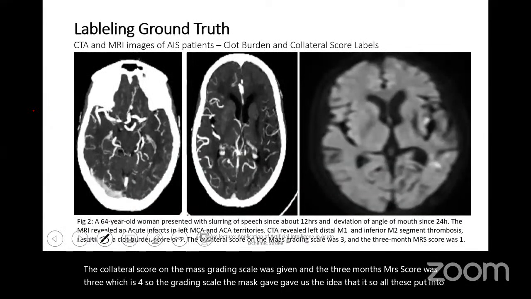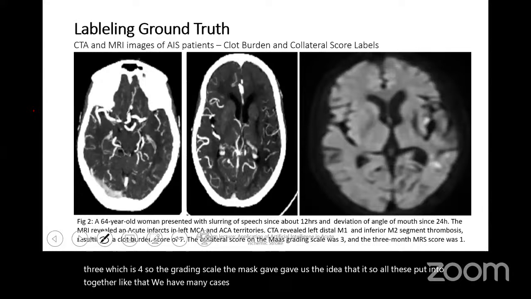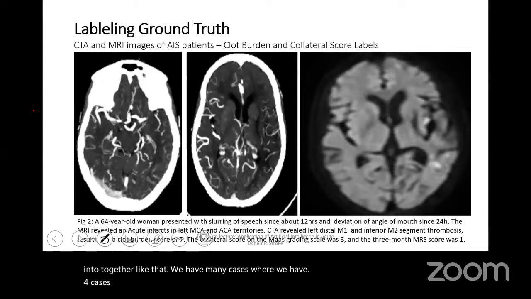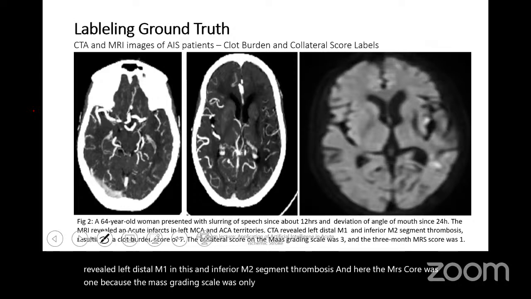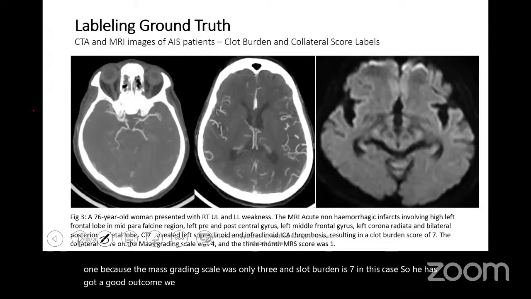Like that, we have many cases, the 4 cases I'm showing here, where the CT angiography and MRI images are used. The CTA revealed left distal M1 and inferior M2 segment thrombosis. Here the MRS score was 1 because the mass grading scale was only 3 and the clot burden is 7 in this case. So he has got a good outcome. We can label that as a good outcome.